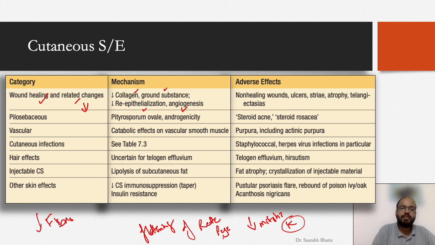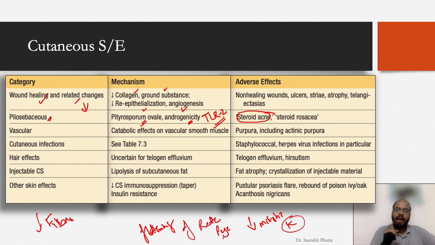Remember in the last presentation, while we were discussing the action of steroids on different cell lines, I told you that fibroblast gets decreased. In pilosebaceous, there can be an altered, increased Pityrosporum ovale and also increased androgenicity, because that is also one of the steroid congeners. And through mediation by toll-like receptor 2, it can lead to steroid acne.